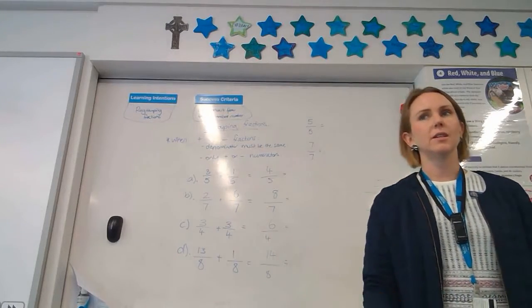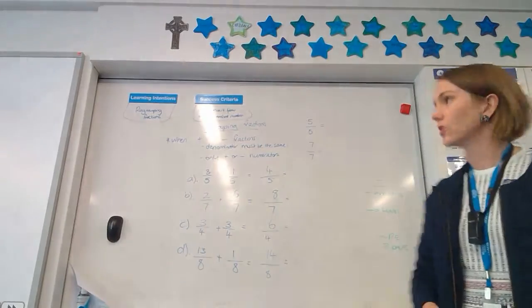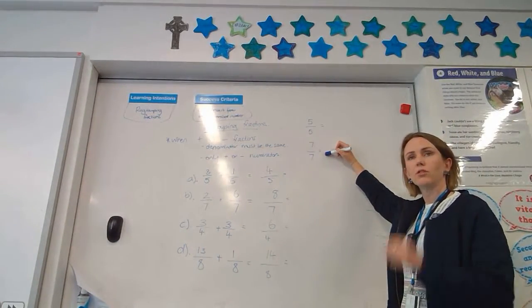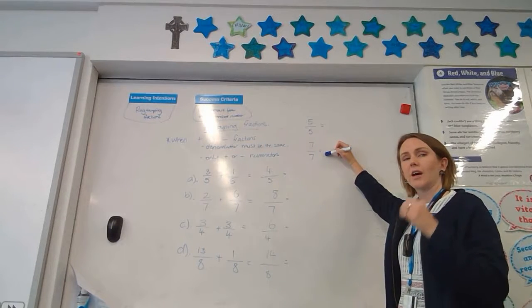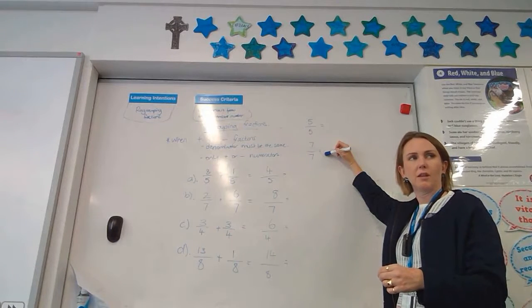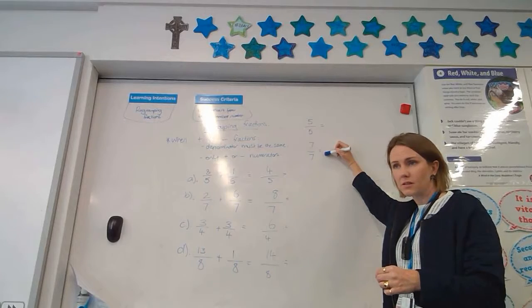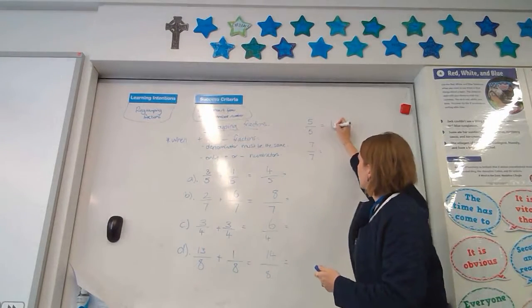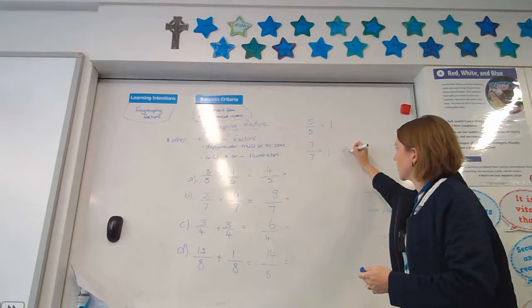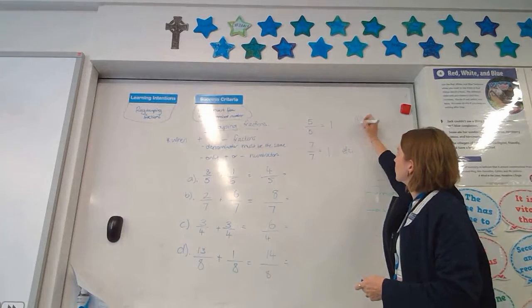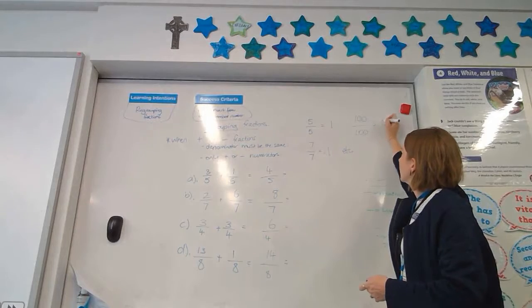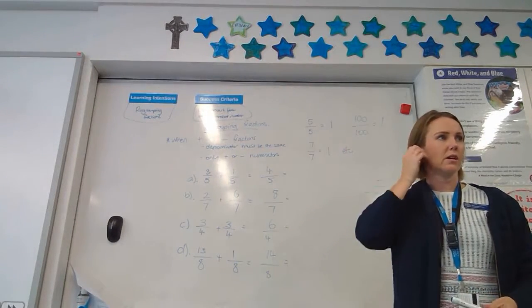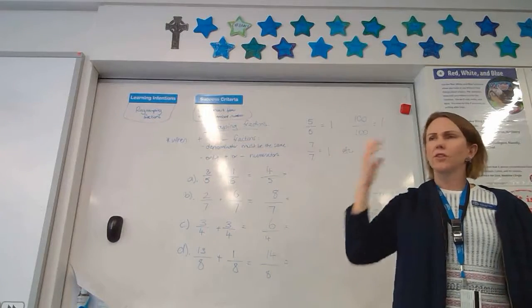So in order to understand that concept, you need to know what these are. When your numerator is exactly the same as your denominator, the answer is always one whole. Okay? So it doesn't matter if you've got 100 over 100. It always will equal one whole. Okay? So have a think about it this way.